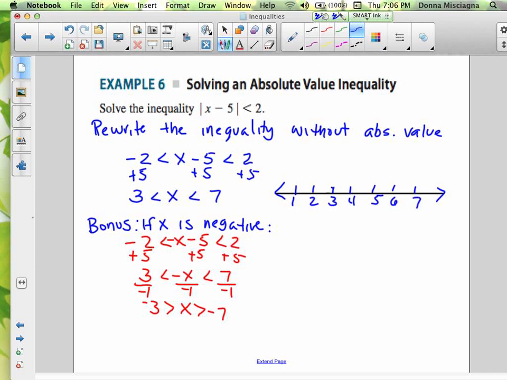Open at 3, open at 7, connect in between. There we go. All right, now that we've graphed it, we can do the next one.